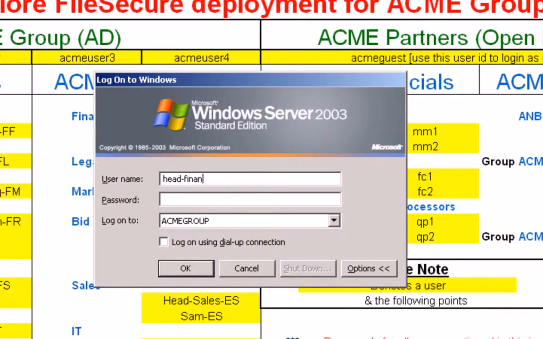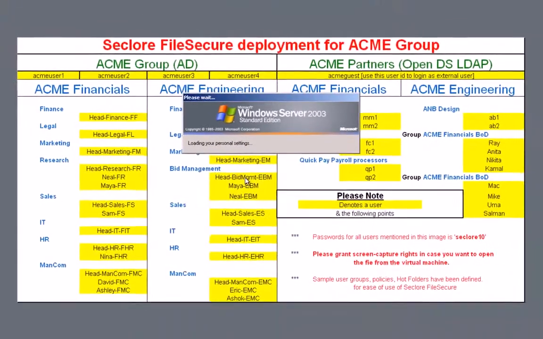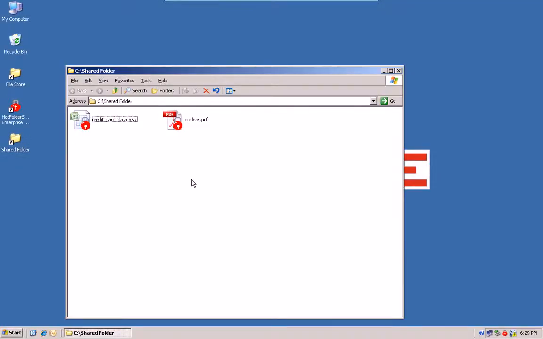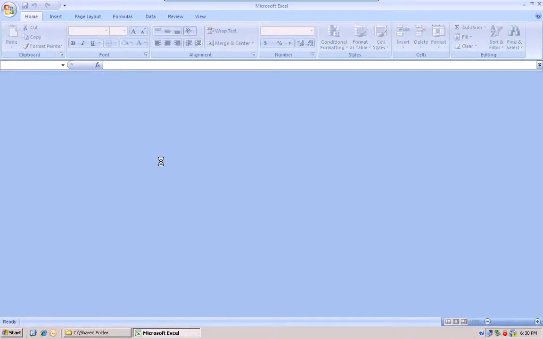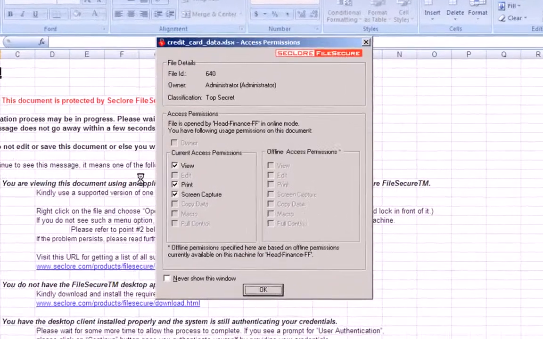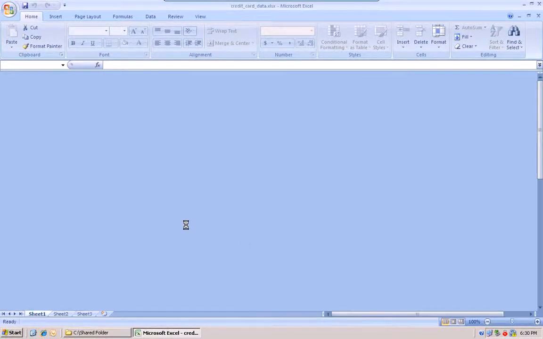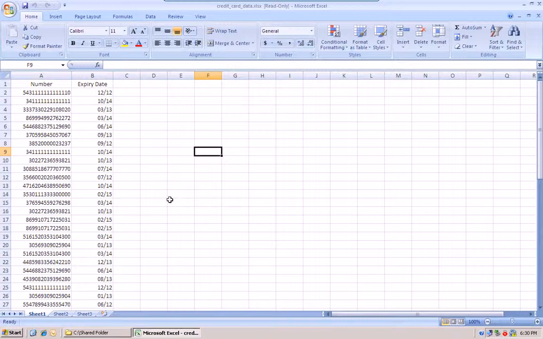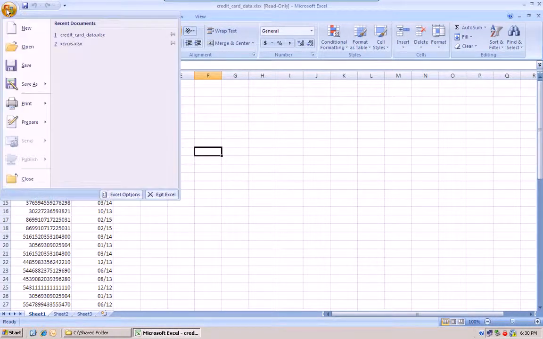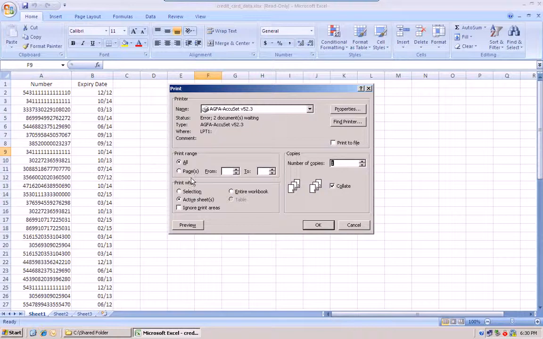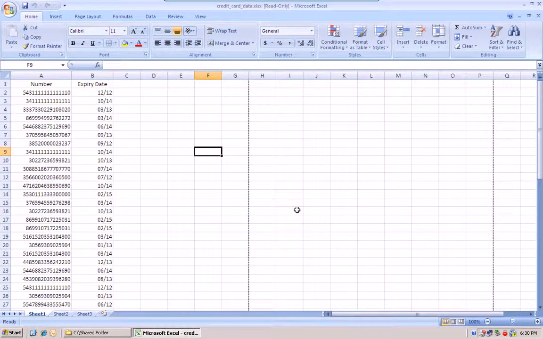Now let's log in as the head of the finance department and see what happens when he tries to open the document. Now as head of the finance department, he should have access to the credit card data. So let's try and open the credit card data document. As you can see, this user has access to the credit card data document, and he has view and print rights on the document. So as the head of the finance department, he should be able to print the document. So I go and print the document, and the document has been sent for printing.